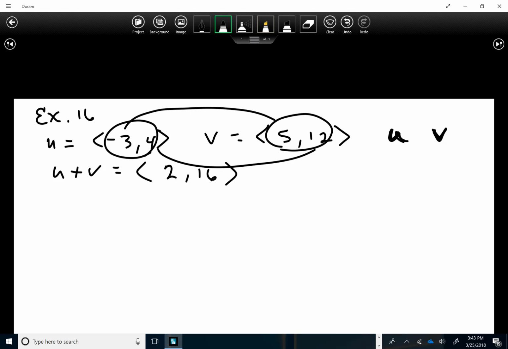So for the magnitude of U, we would get -3 squared is 9, plus 4 squared is 16. So 9 plus 16 is 25, and the square root of 25 is 5. So we would bold this U and say 5. And we would bold the V, and we would say that's 25 plus 144, which is 169, so that's 13 when you take the square root of it.